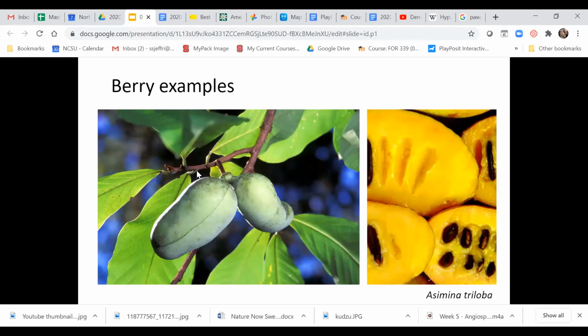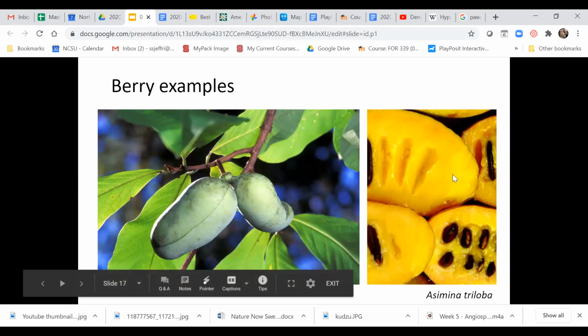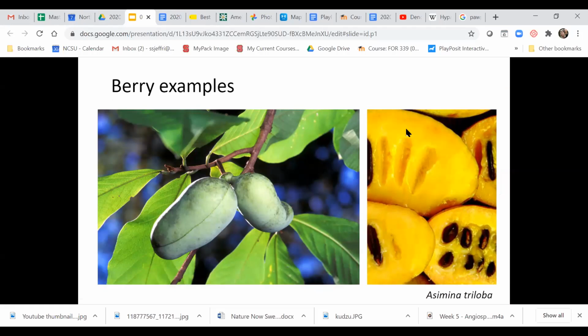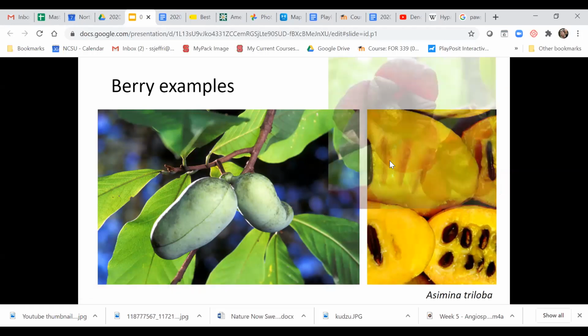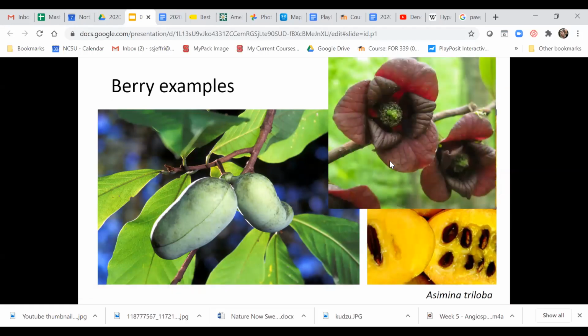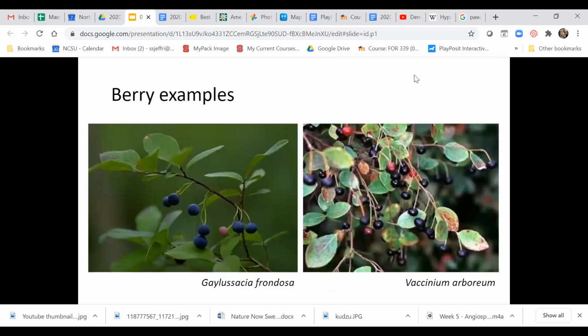A couple berry examples: we have pawpaw, Asimina triloba, and if you get a chance, you should definitely try one. It's a very tropical tasting fruit from this tropical family. You can see it's a soft flesh, and these pretty large seeds are embedded throughout the flesh. Something worth trying. And triloba, remember, comes from what the flowers look like. It's really interesting to see. Triloba means three-lobed flower petals, as you can see there. Some other examples are Gaylussacia frondosa, a huckleberry, and Vaccinium arboreum, which hopefully we'll get a chance to learn. It's in the blueberry family.